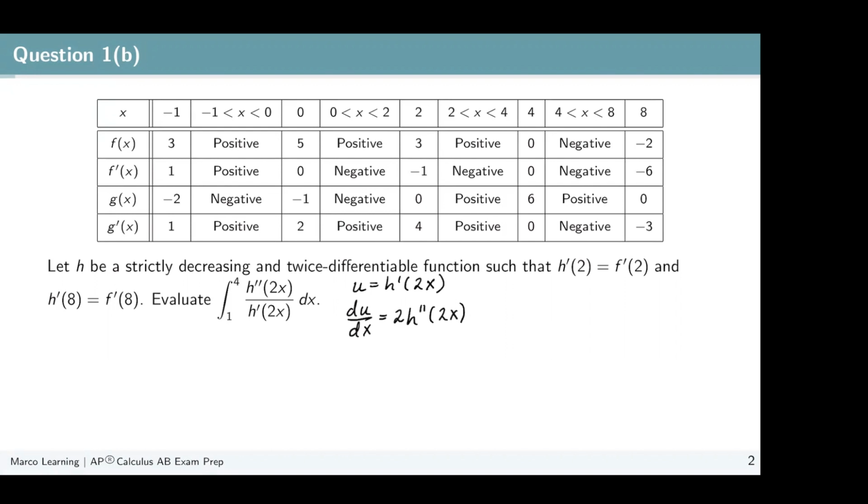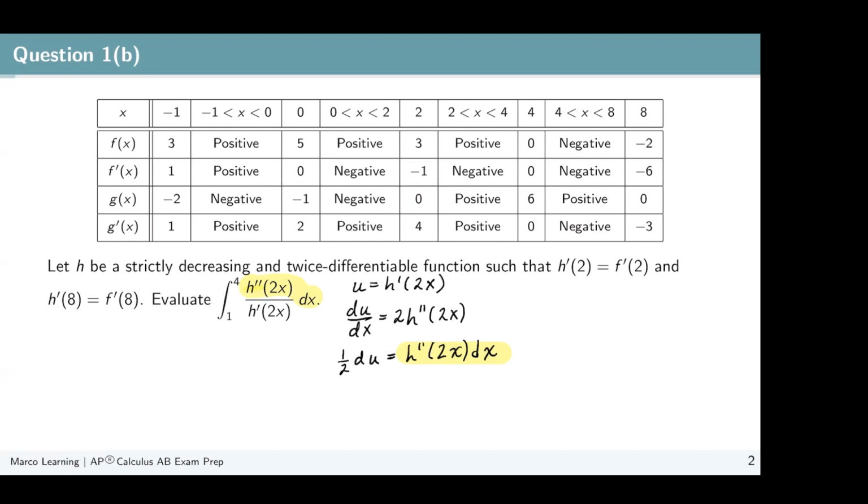And we can rearrange our terms here a little bit. I'm going to divide both sides by 2, and I'm going to multiply both sides by the dx. So I'll have 1/2 du equals h double prime of 2x dx. And the reason I chose to do that was because I see that I have h double prime of 2x dx in my integrand, and I have h double prime 2x dx here, so I can make a direct substitution. I can replace what I've highlighted in yellow with 1/2 du.